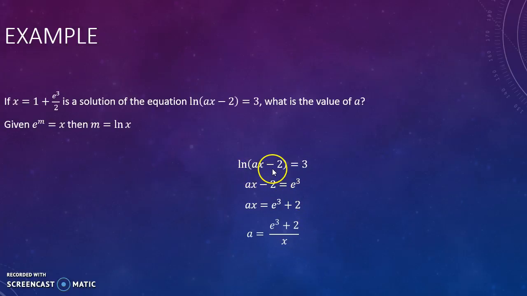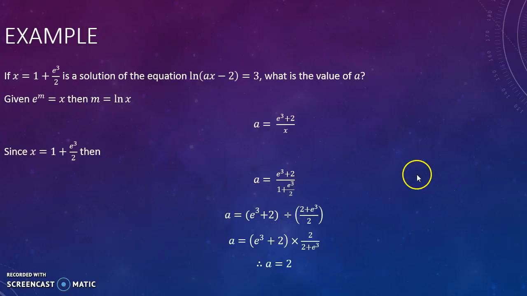So rewriting that as a power of e, we can write ax minus 2 equals e cubed, and then we can rearrange this to get a value for a. Now we know that x is a value of 1 plus e to the power of 3 divided by 2, so we can substitute that x value in the denominator here. All I've done here is put this over a common denominator. So we have 2 plus e to the power of 3, and then when dividing fractions we flip them and multiply them. So the 2 plus e to the power of 3 both cancel, and we're left with a equals 2.